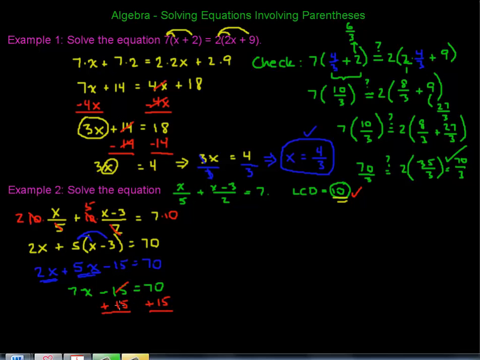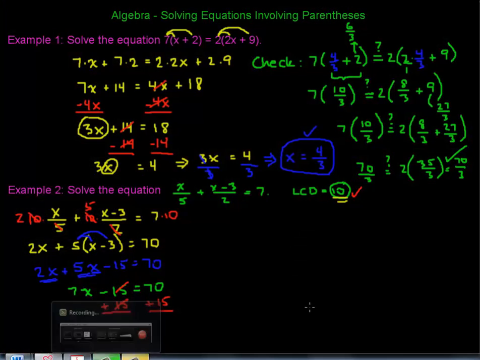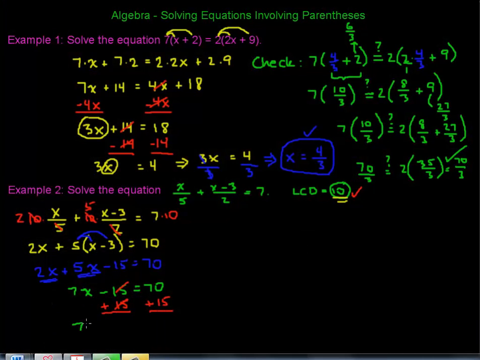Okay, so those cancel, minus 15 and 15 cancel. So I'm left with 7x equals 70 plus 15 is 85. Okay, so let's go up here just a bit. And so now we have 7x equals 85, or 7 times x equals 85.